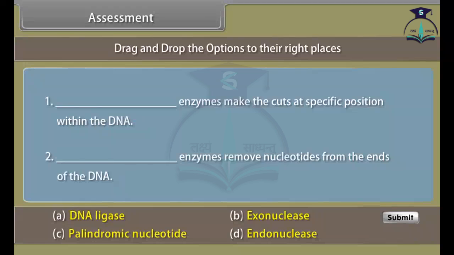Assessment. Before proceeding further, let us know how much you have learned. Drag and drop the options to their right places.